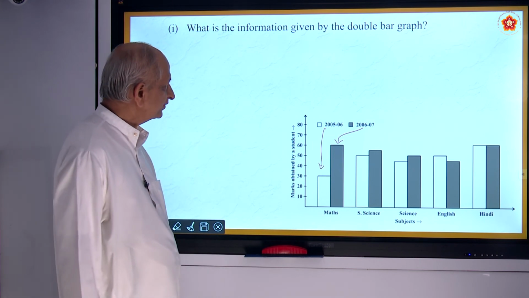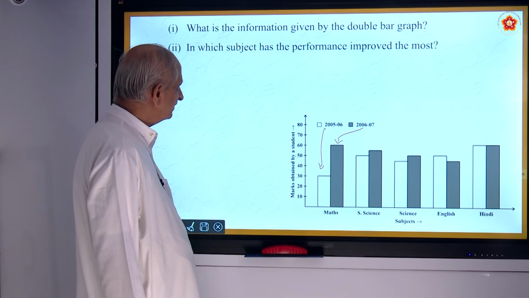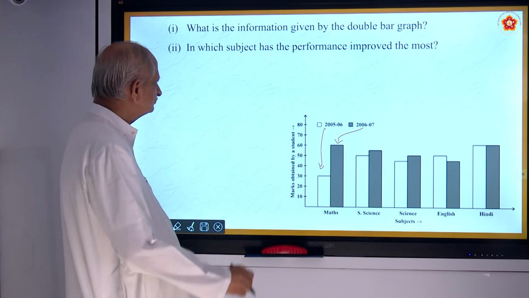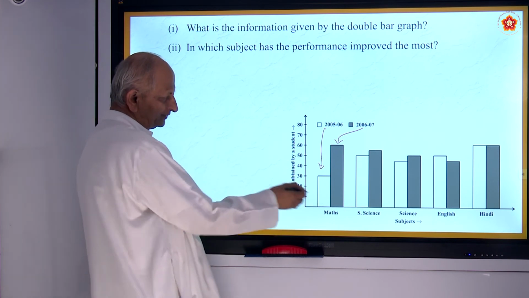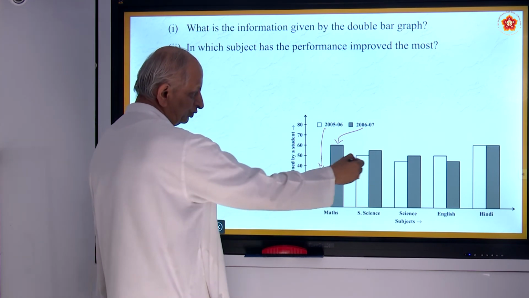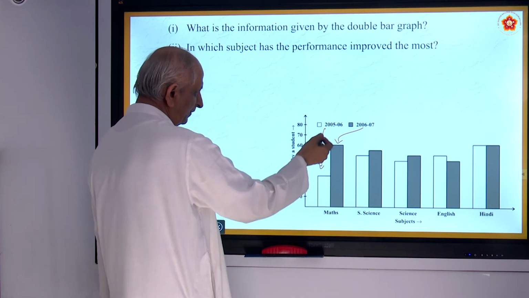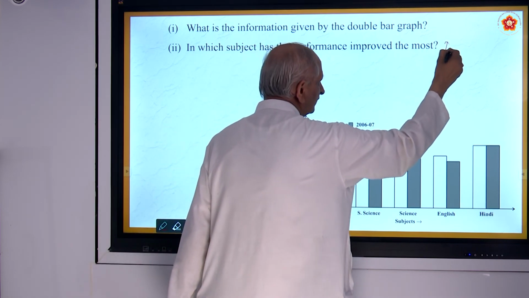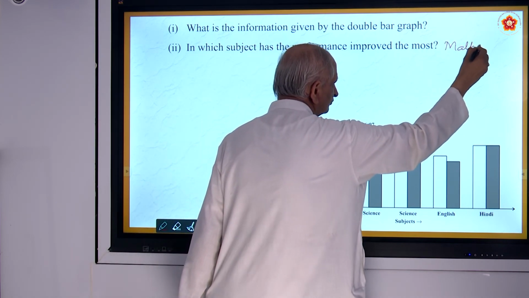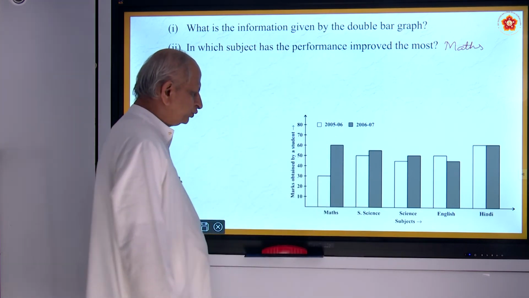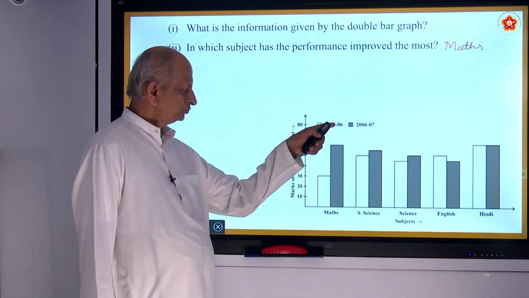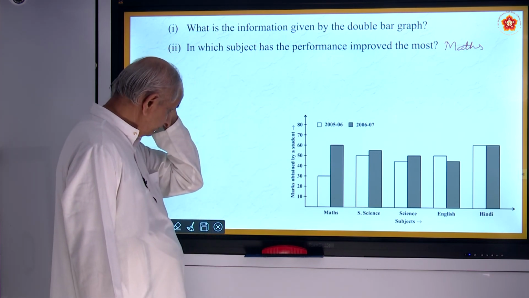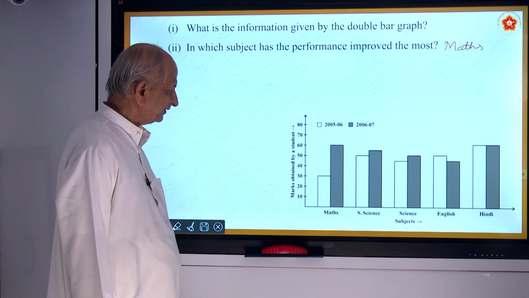Second question, they are asking, which subject has the performance improved the most? Most improvement. Which subject? Maths. So comparing the two in all this, there is a lot of improvement in maths. So answer for this is maths. Lot of improvement from 2005-6 to 2006-7. For this 1 year, lot of improvement is there in mathematics.